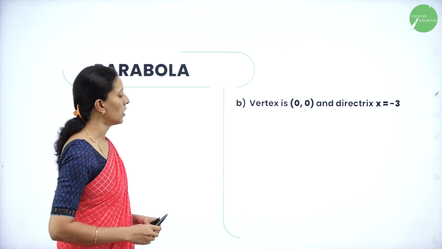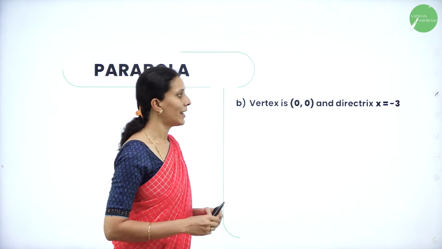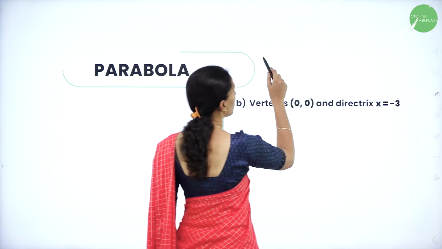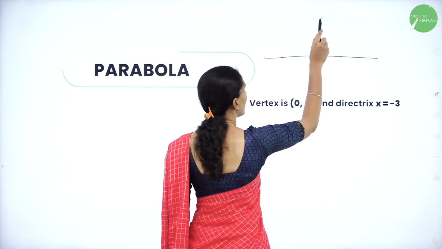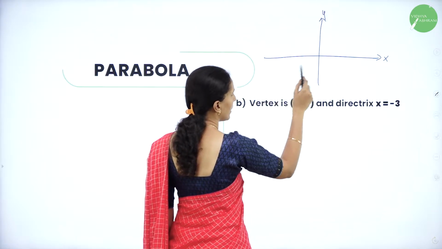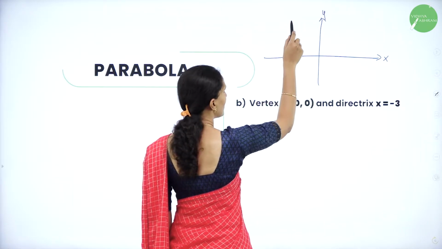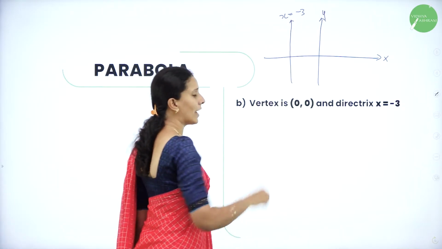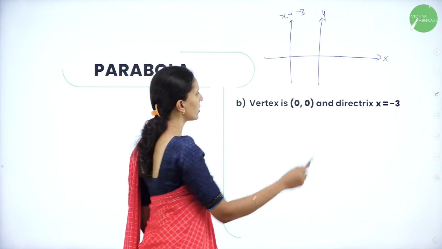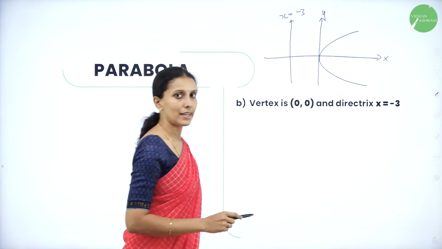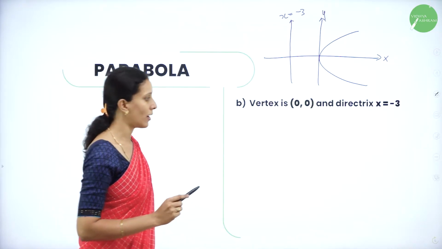Next question. Vertex is 0, 0. Directrix is x is equal to minus 3. X is equal to minus 3 means this is the y, this is x. So x is equal to minus 3 and it is at a distance of minus 3 which is parallel to y-axis. So this is the directrix. If this is the directrix, vertex is given here. So the parabola will be like this. It is a right-handed parabola.